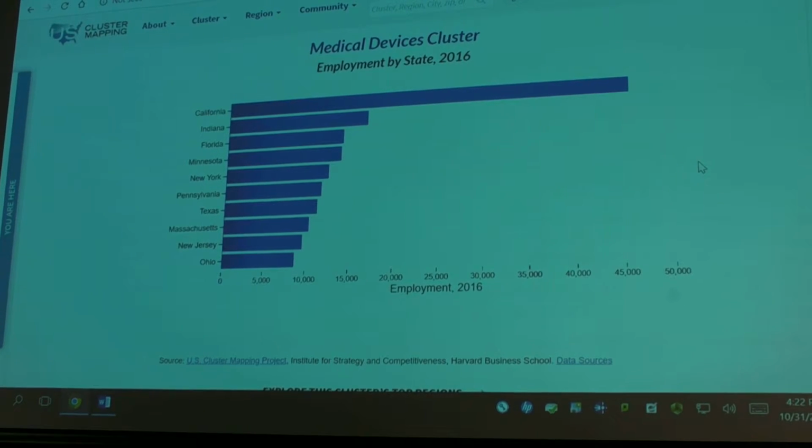Say it again. California really dominates. Who's number 2?